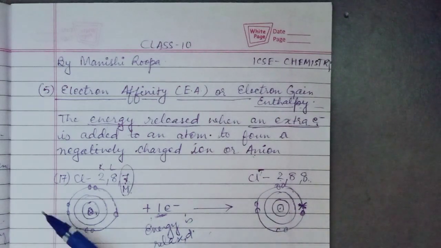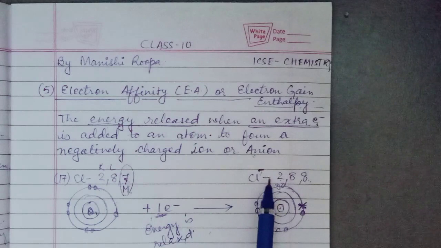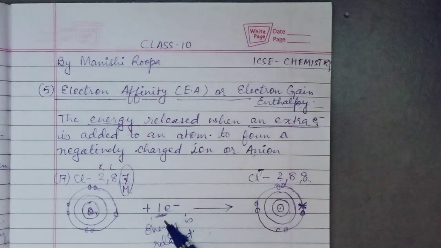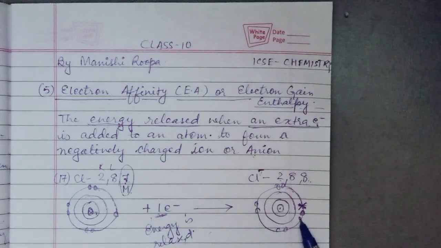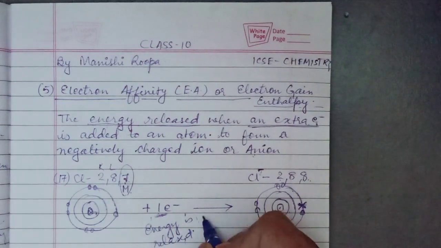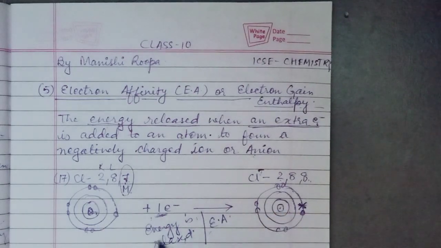One more time, just see here. The neutral atom has one electron added, and after the addition it changes into a negatively charged ion. When an electron is gained by an atom, energy is released. This energy released is called electron affinity.